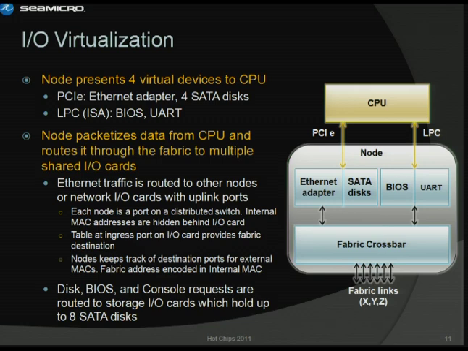The node packetizes data coming in from these 2 interfaces and ships it over the fabric to one of the multiple shared I/O cards. All Ethernet traffic is either routed to an I/O card, specifically the Ethernet card, if the communication was meant to be with the external world, or it's directly routed to another node if the communication was internal. Disk, BIOS, as well as console traffic is all implemented on the storage card.